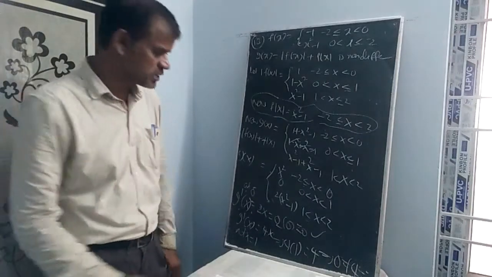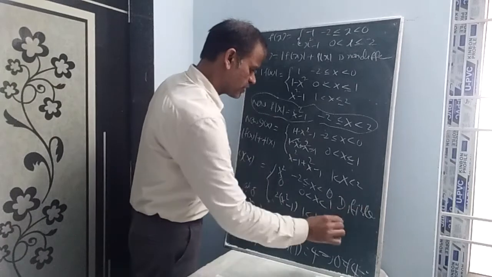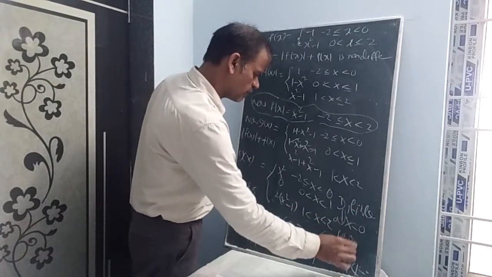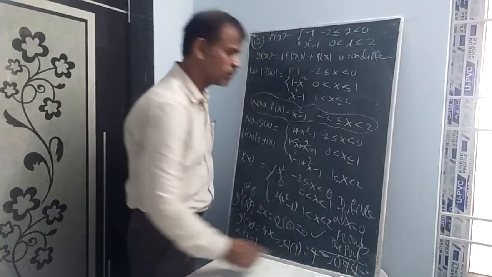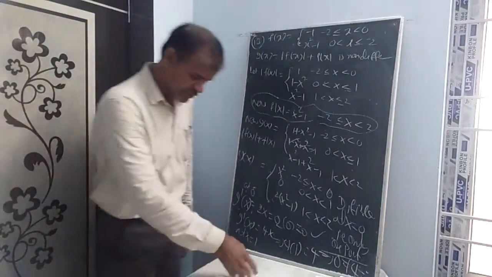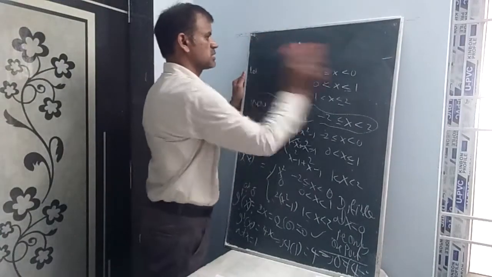These are mains questions. Differentiable at x is equal to 0, that is only 1 point. How many points did he ask? At only 1 point, or exactly 1 point, the function g of x is differentiable. Now the 13th question is completed. Let us discuss the 14th question.